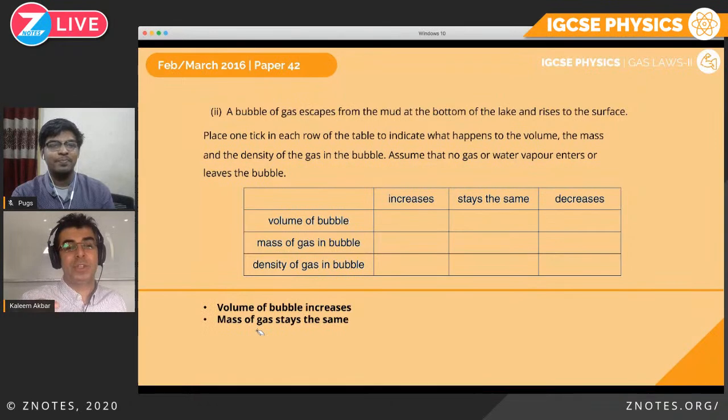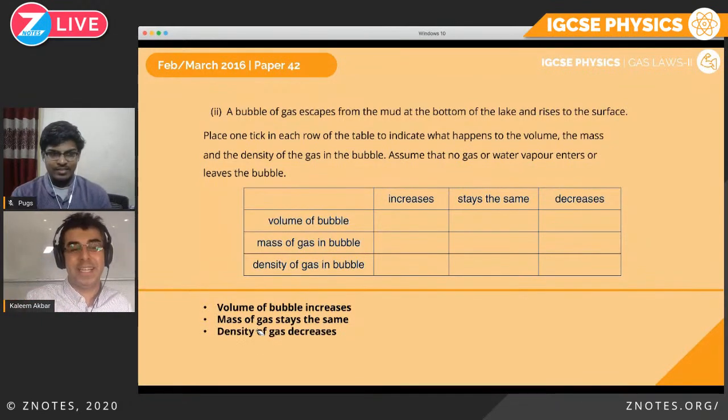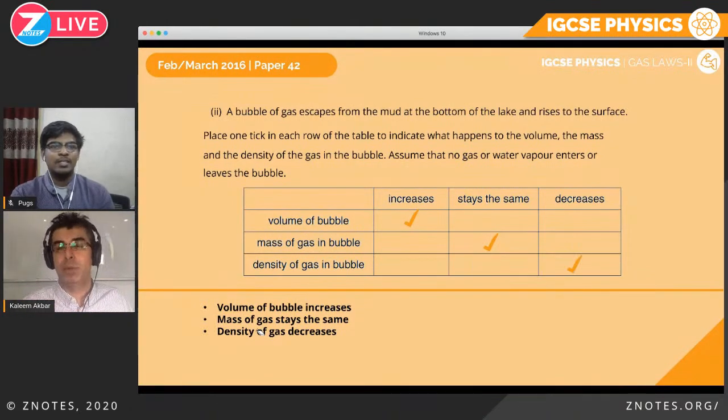What's going to happen to the mass of the bubble? Well, the gas that comes out, the mass is going to stay the same. What's going to happen to the density? Well, this is slightly different from gas laws. But when volume increases, density decreases. So if I was to tick the boxes now, the volume of the bubble goes up. The mass of the gas stays the same because it's stuck in that bubble. The density goes down.